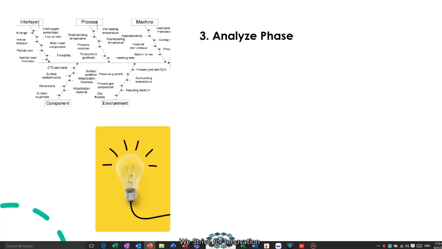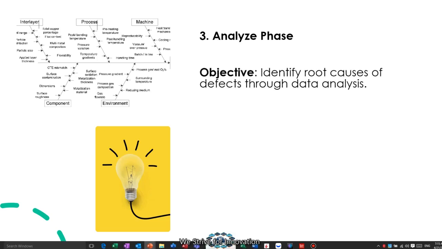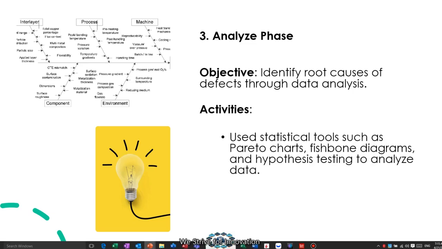Now we have the data collected. What would be our objective? Identify root causes of defects through data analysis. What kind of activity will be involved here? That will be, we use statistical tools such as Pareto chart, fishbone diagram, and hypothesis testing to analyze data.